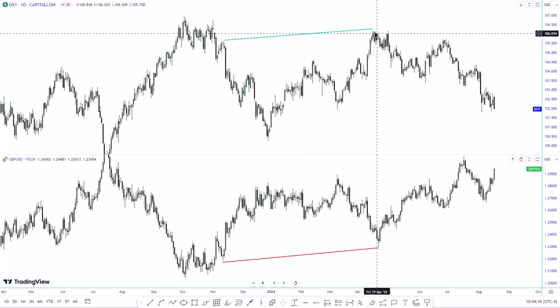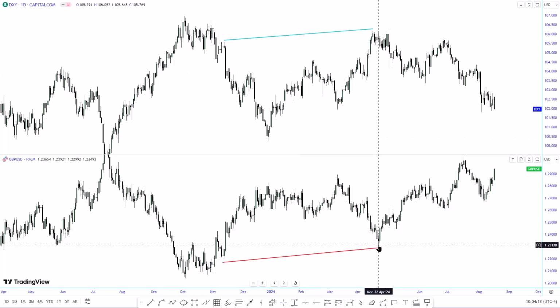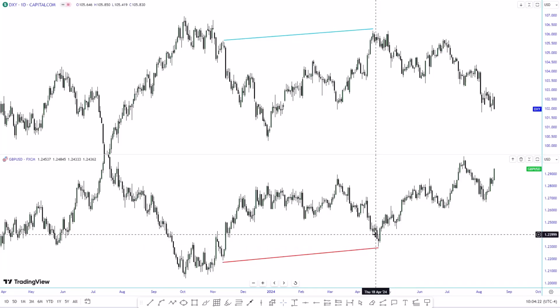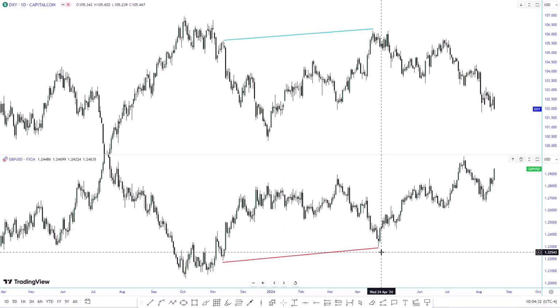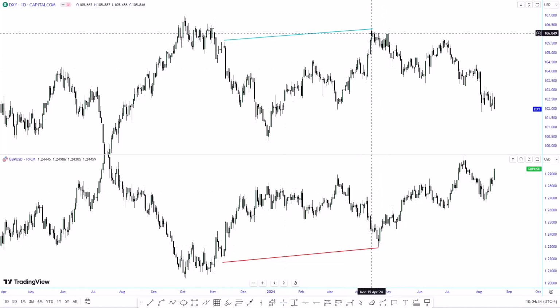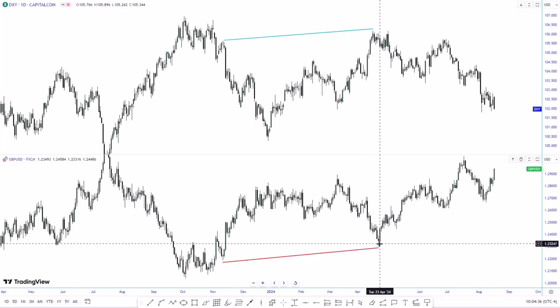If the DXY makes a high, you are anticipating GBP/USD to make a lower low for a normal market condition. But remember, for the SMT, we look for the element of the crack in correlation. Instead of GBP/USD making a lower low in return, when DXY made a high, it made a higher low. That is the crack. That is the SMT.